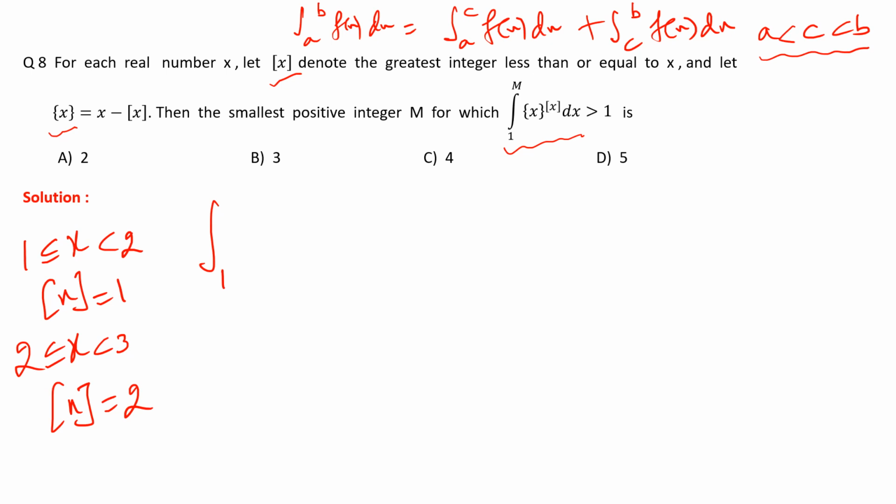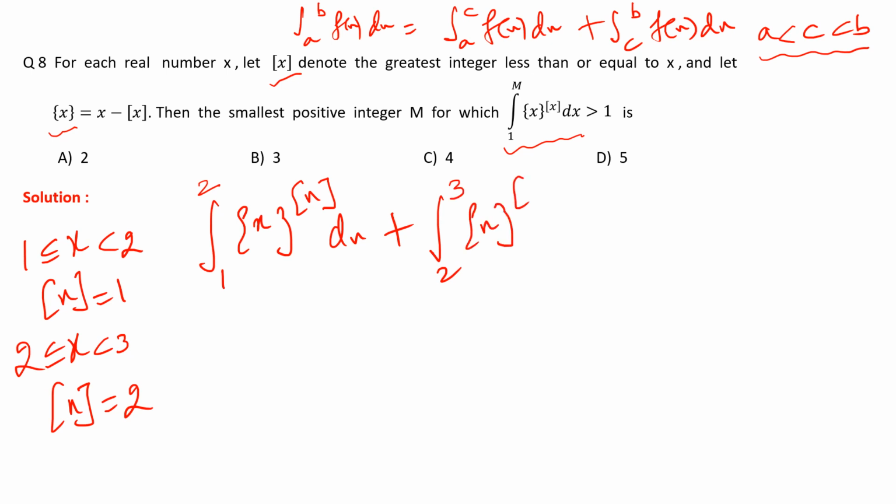Now 1 to m it is, so I am writing 1 to 2 first: fractional part of x to the power GIF function x dx. Then I will be writing plus 2 to 3 fractional part of x to the power GIF function x dx, and so on. I will stop at that particular integral where the sum of these integrals will be greater than 1, just greater than 1. There we have to stop and note the upper limit of that last integral. That will be the smallest positive integral value for m, right? That is going to be our required answer.